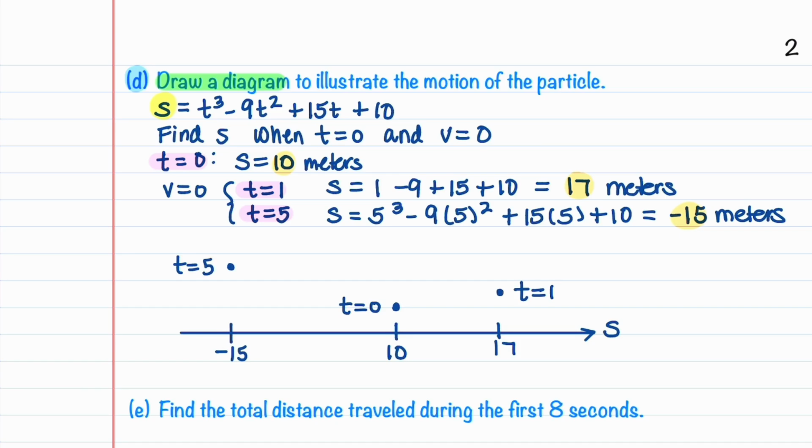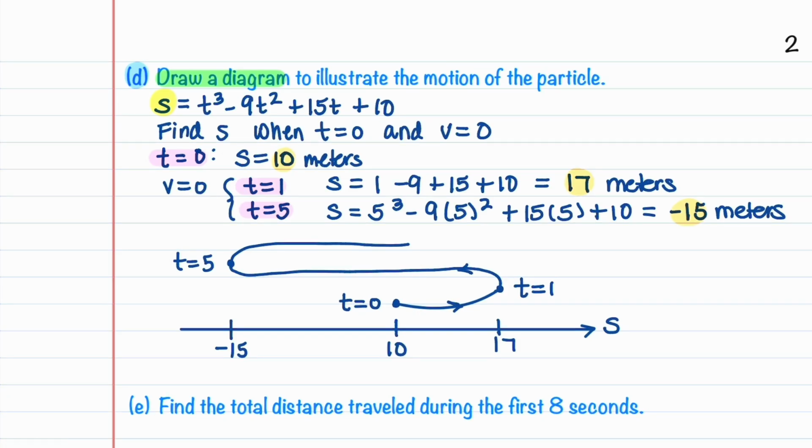Now we can go ahead and draw the motion of our particle. It's going to go along this way, and then it's going to curve along the other way until we get to 5, and then it's going to change directions again. So we'll put some arrows on here, and you can see the motion of our particle.